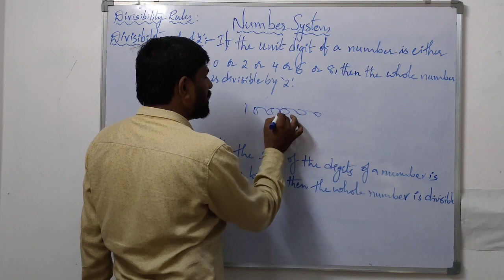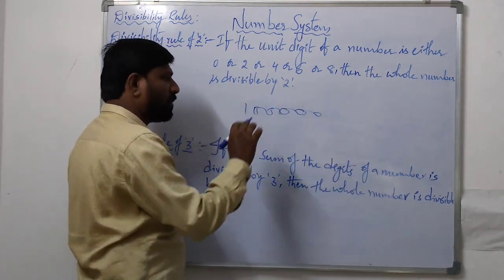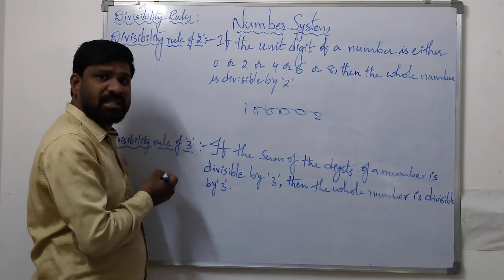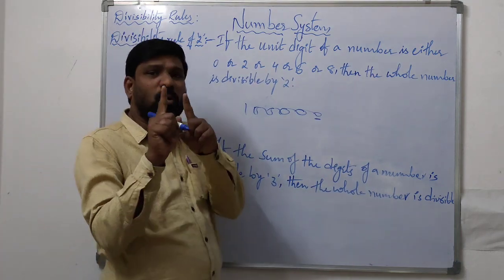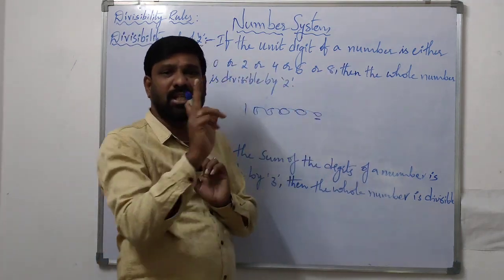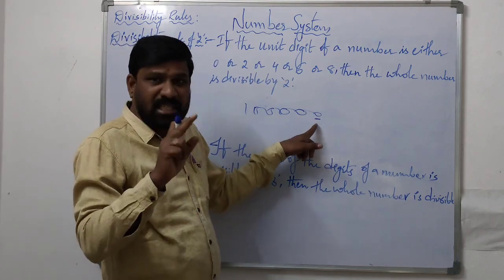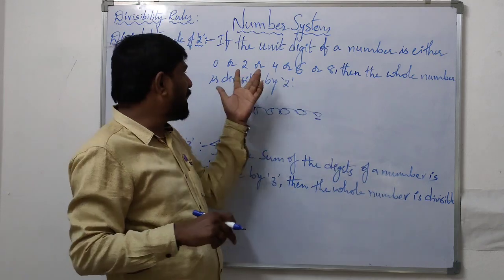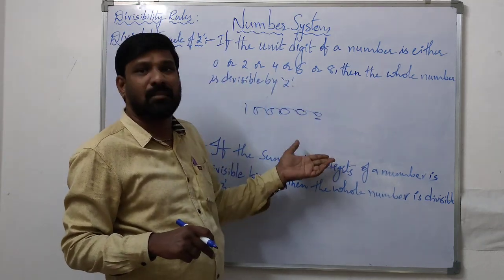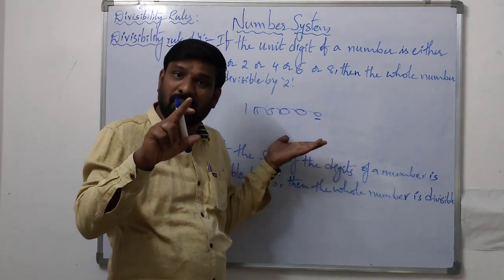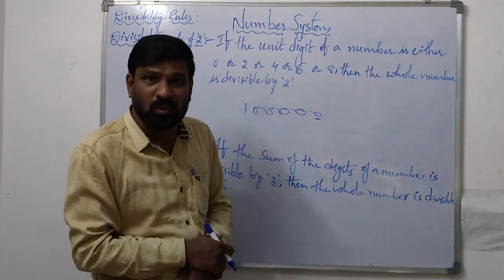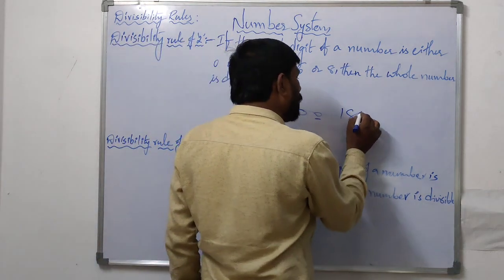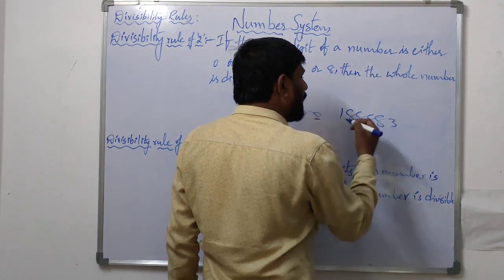I am taking this one. Suppose 1 lakh or 110,000, whatever it may be. We have to check only the last digit, whatever the number of digits it contains. It doesn't matter. You have to check only the unit digit, whether it is 0 or 4 or 2 or 6 or 8. If any of these exists, blindly we can say that that particular number will be divisible by 2. Definitely. Clear?